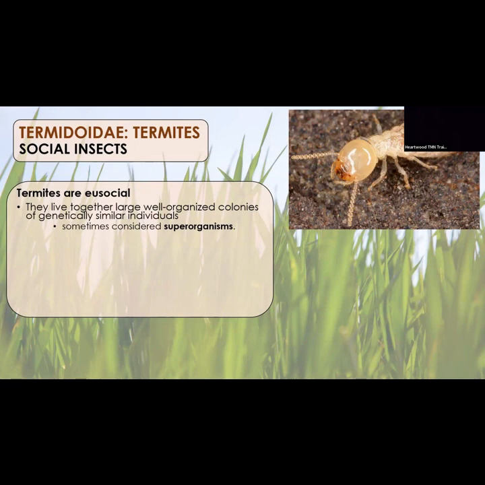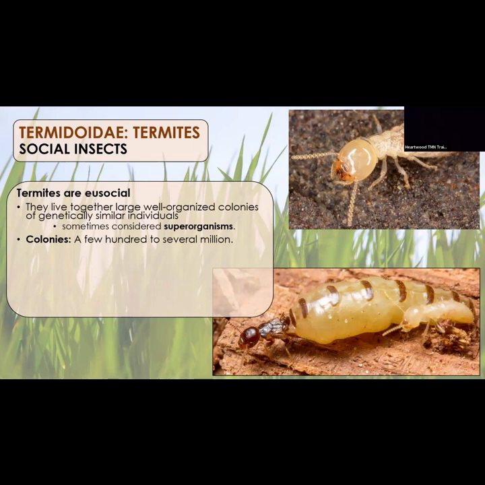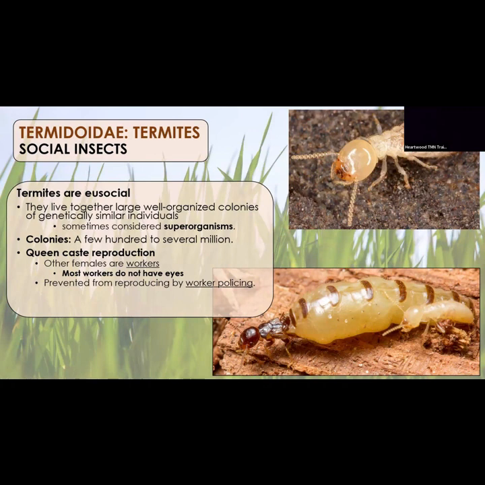And they are also called superorganisms. So the termites are eusocial, just like ants and bees. They live together, they're genetically similar organisms, and so that's how it can even be called a superorganism. Colonies can be a few hundred to 7 million, and that's a big old queen right there for you. She is just chock full of eggs for the next 100 generations. And that's her job, right?